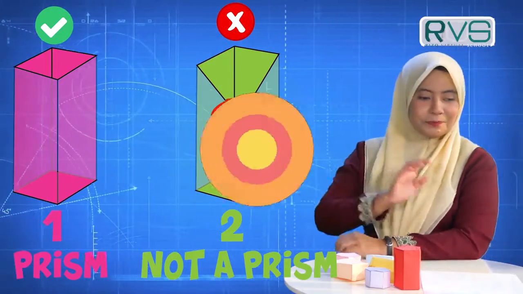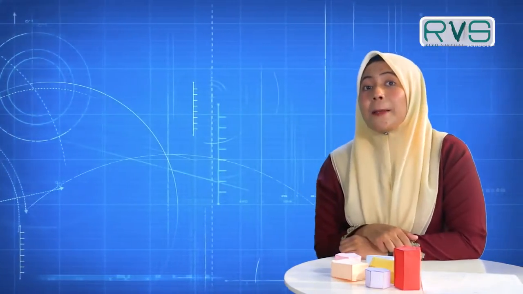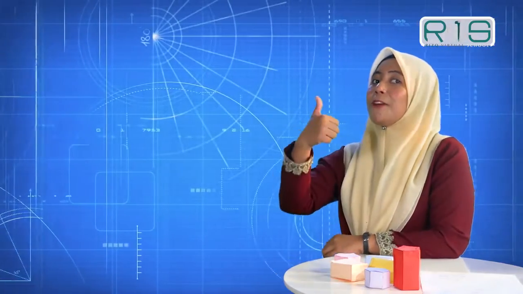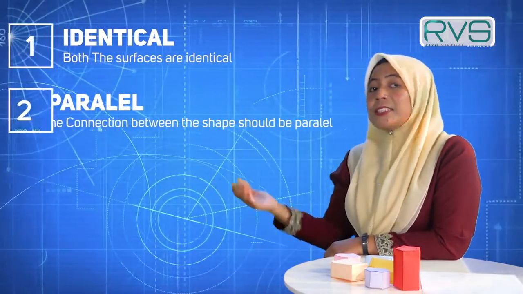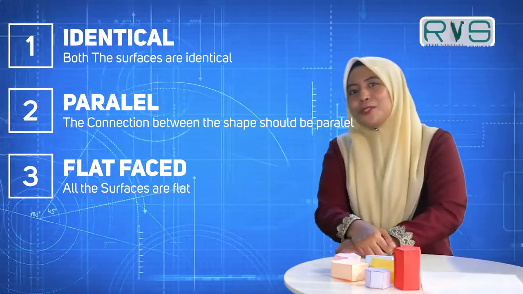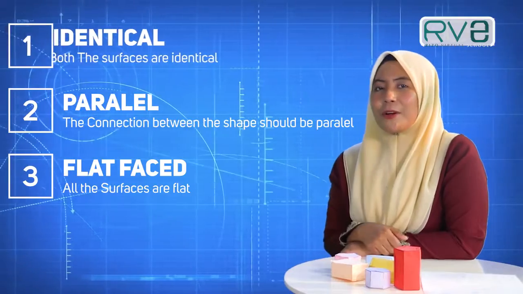Okay, alright. Let me remind you of the keywords that we already know to differentiate between a 3D shape and a prism. So what is the first? Identical, parallel, and a flat face. Alright, now I want to show you 5 types of prism.